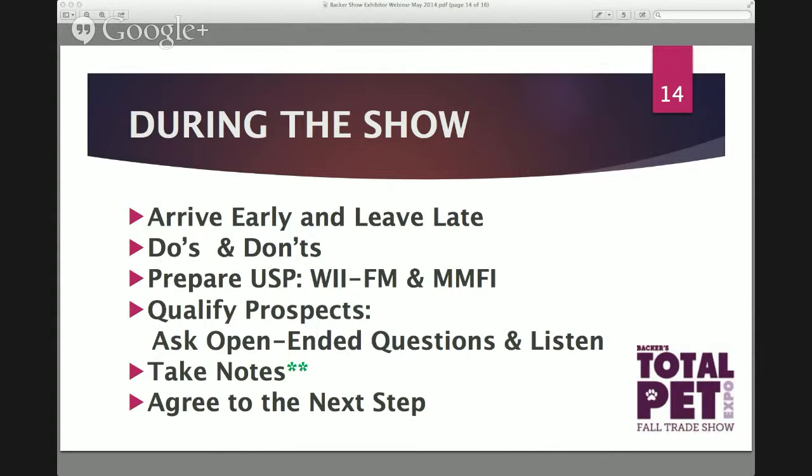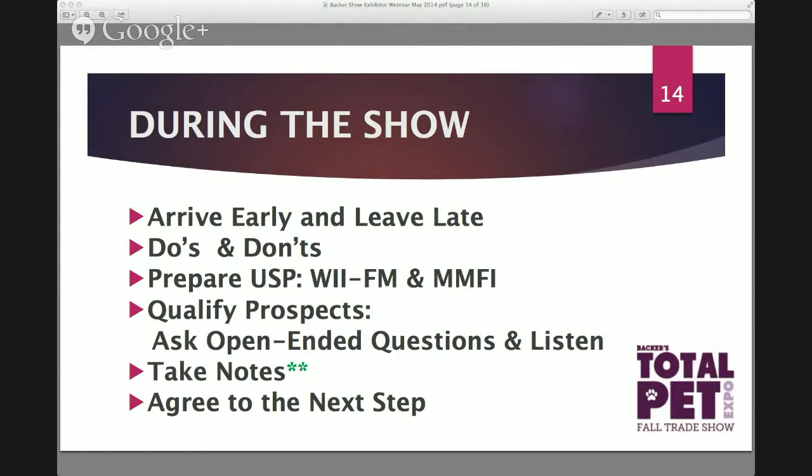And by the way, always stay until the end of a show. In fact, Colette will announce when the show closes. Over the years, she and I have seen people coming in at the last minute. There's always a feeding frenzy, and if you pack up too soon, you're going to miss that opportunity that might be the best one of the day. So arrive early and leave after the show closes.